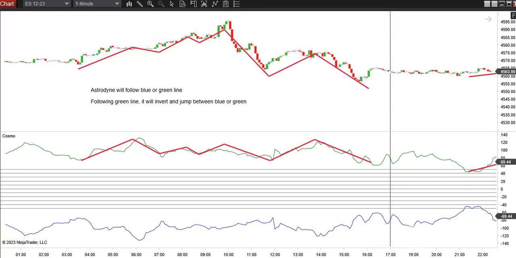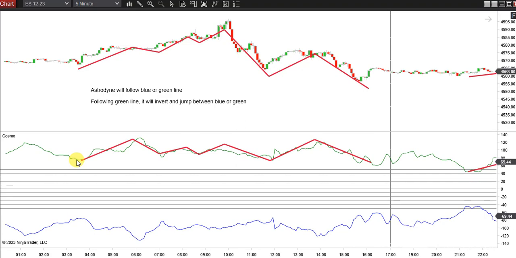So you can see on the indicator plot, we've got the green line and the blue line. The green line is the main Cosmo plot. The blue line is the inversion. The market price action will generally track either line. Yesterday and today, so far, it's tracking the green line.